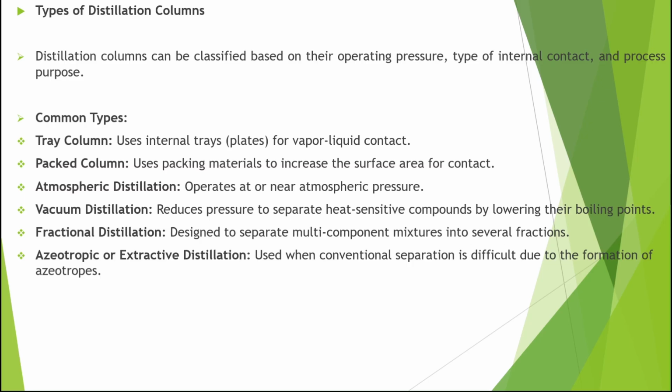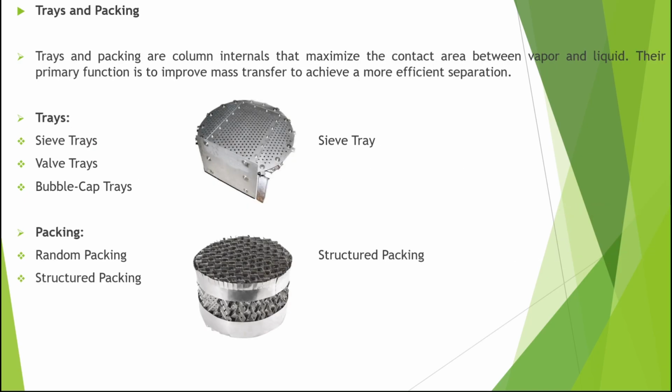Types of distillation columns. There are different types of distillation columns. Some examples are tray columns, packed columns, atmospheric distillation columns, fractional distillation columns, and azeotropic or extractive distillation columns. The selection depends on the mixture, pressure, temperature, separation difficulty, and process requirements.